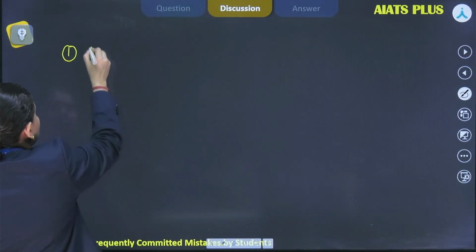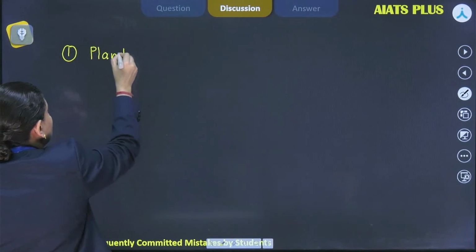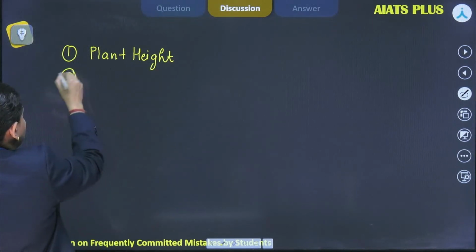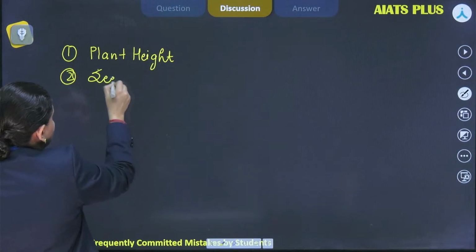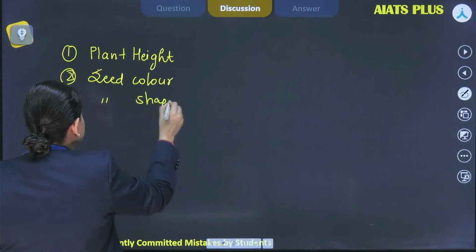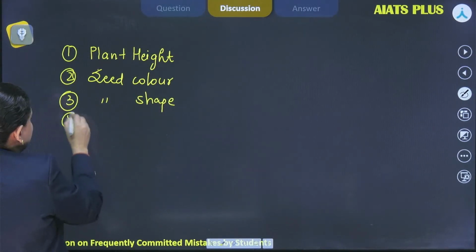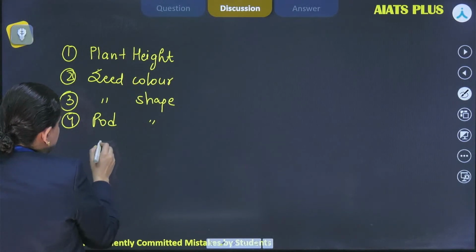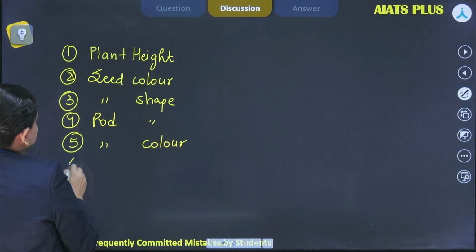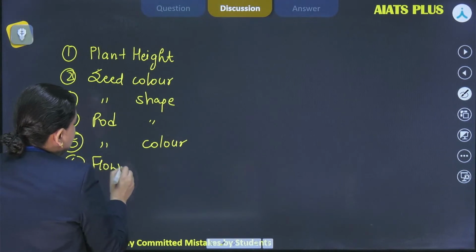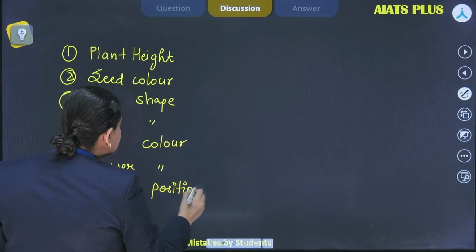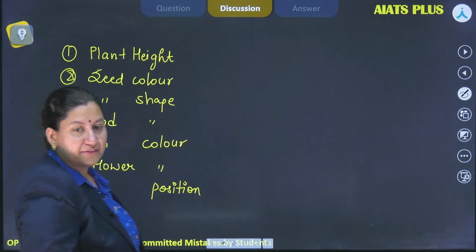The first one is the plant height. Then we can have the seed color and seed shape. Then we have pod shape and pod color. Then we have flower color and flower position. These are the 7 of them, right?